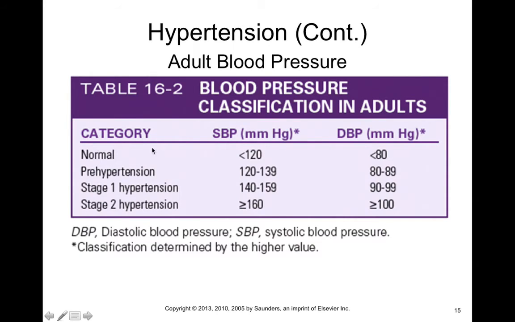Now, normal blood pressure should be approximately 120 systolic over 80 diastolic. And we have different ranges of pre-hypertension, stage 1 hypertension, and stage 2 hypertension. We define pre-hypertension as a systolic pressure of between 120 and 139, and a diastolic pressure of 80 and 89. Stage 1 hypertension would be a systolic pressure between 140 and 159, and diastolic pressure of 90 and 99. And stage 2 hypertension is about 160 and above systolic or 100 and above diastolic.